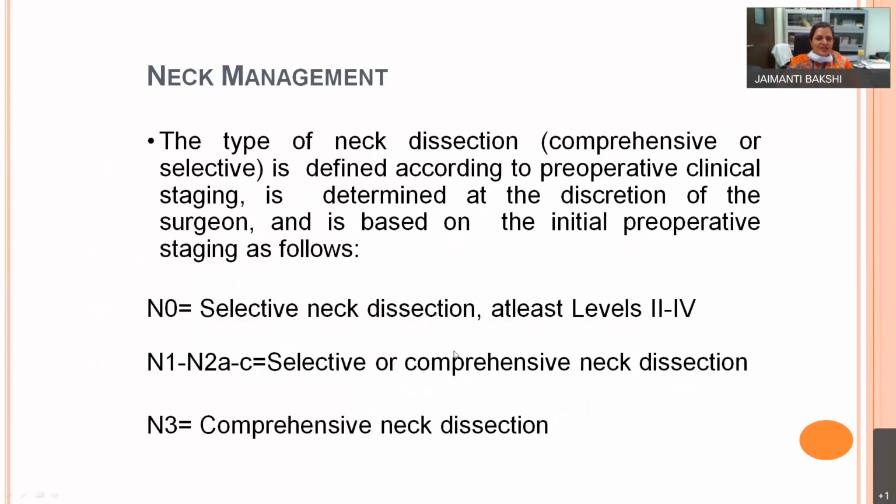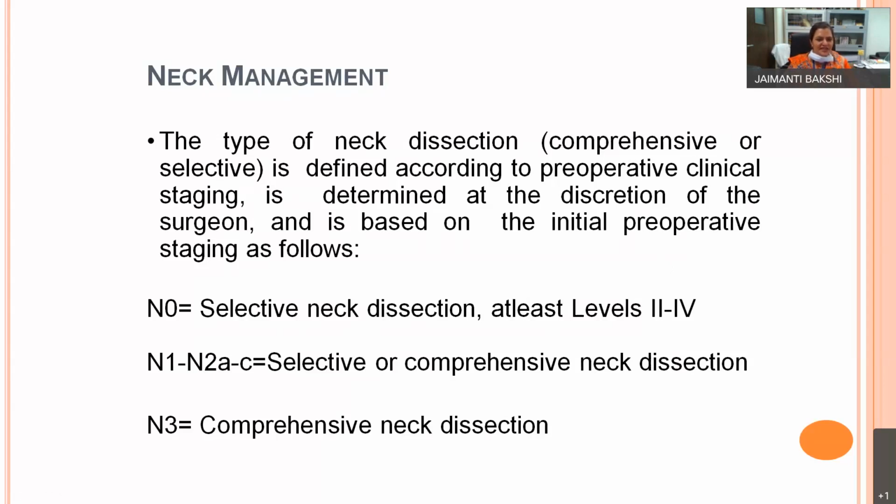So this was all about management of the primary tumor of the oropharynx. Now coming to the neck management. Neck management is one of the important parts of the treatment for oropharyngeal cancers, as the incidence of metastasis to the neck nodes is high in oropharyngeal cancers. The type of neck dissection, whether comprehensive or selective, is determined at the discretion of the surgeon, and is based on the initial preoperative clinical staging as follows.